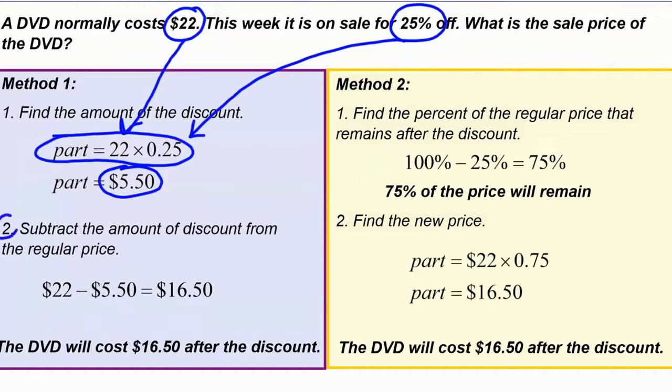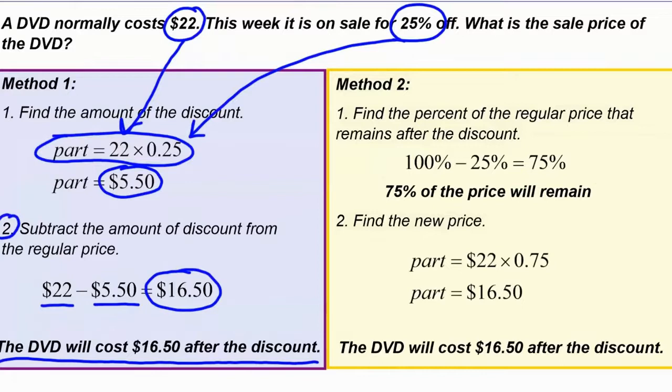So what we have to do next is subtract the amount of the discount from the regular price. So $22 minus the $5.50 discount gives us a total of $16.50. So the DVD will cost $16.50 after the discount. So that's method one. Find out how much the discount is and then subtract it from the regular price.